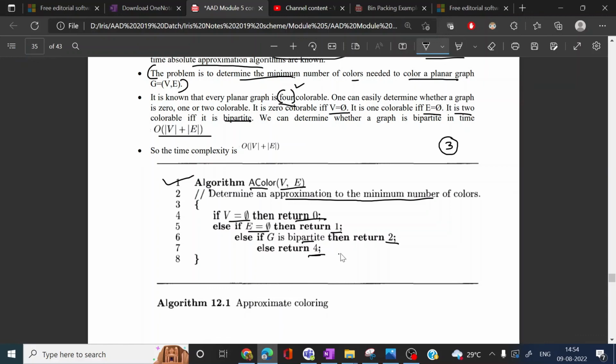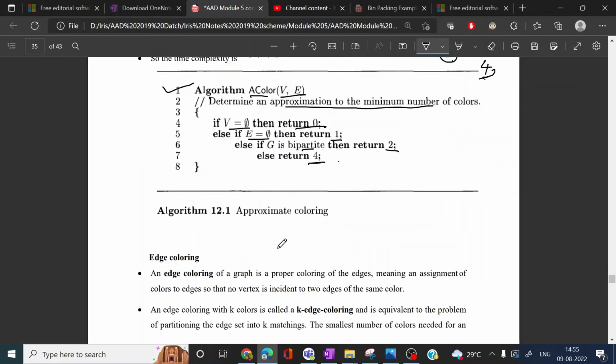It will return 0, 1, 2 or 4. If it is 3 also, it will return only 4. Only the approximate solution will be returned. So this is the approximate color algorithm for graph coloring, the approximate algorithm for graph coloring.